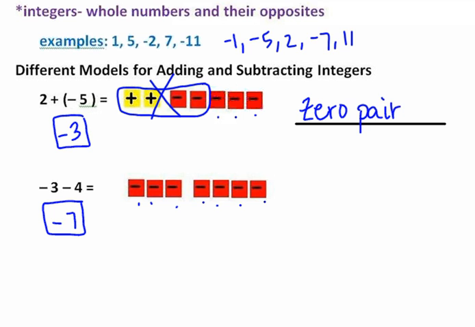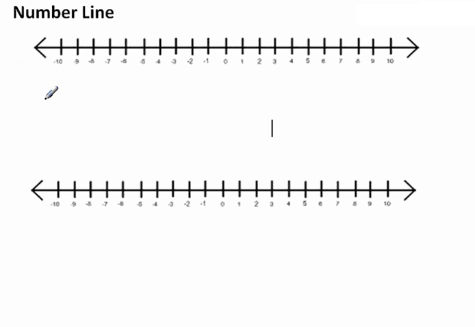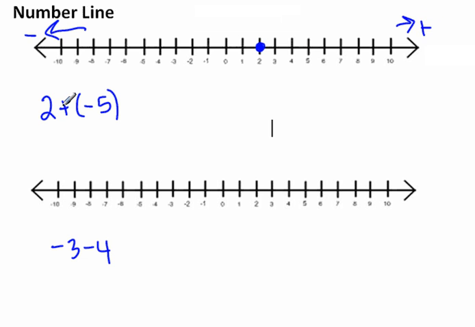Now we can do those same problems also on a number line. 2 plus -5 and -3 subtract 4. Well, I start with the first number, so the first number is 2. And this says plus -5. This is the negative direction on a number line, and this is the positive direction on a number line. So when this says add -5, I need to move 5 towards the negative side, which is this way. 1, 2, 3, 4, 5, and I've landed at -3.